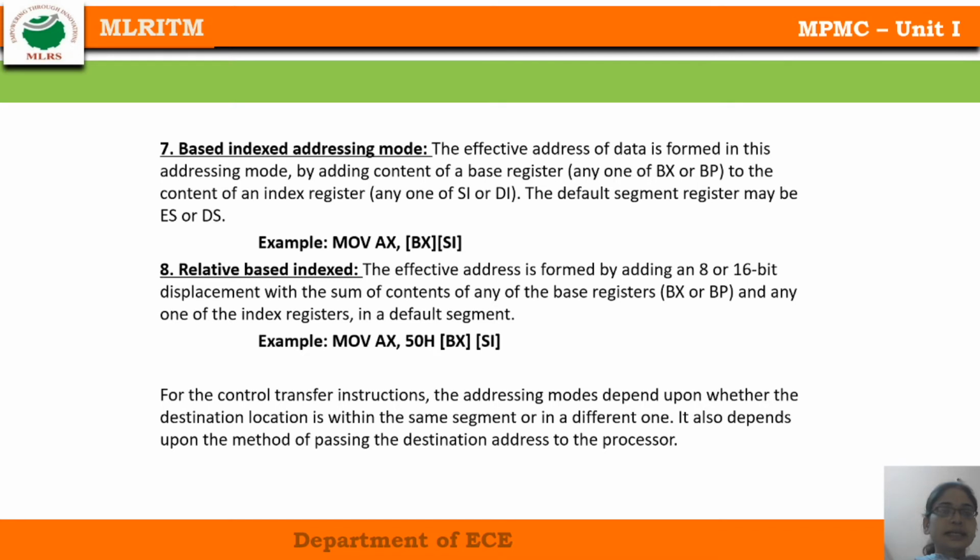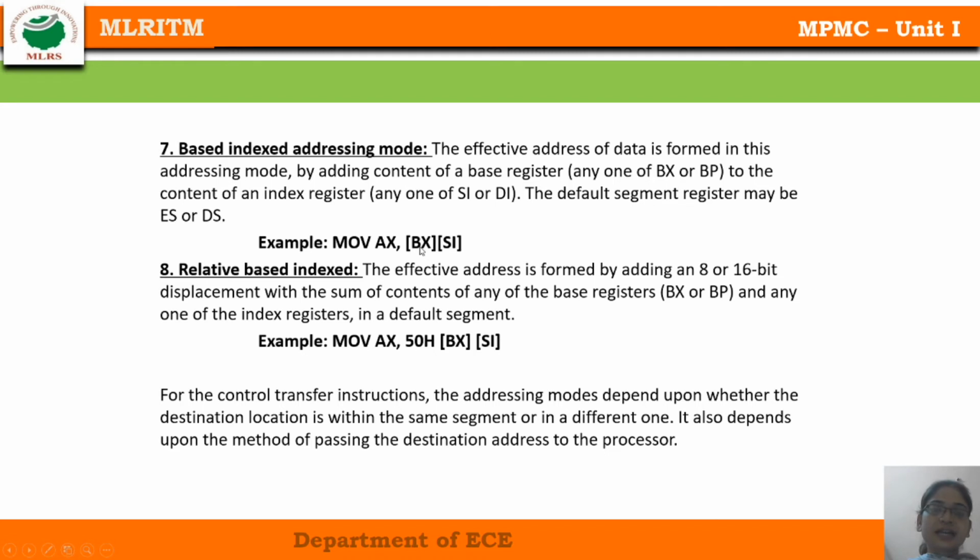Next is base index addressing mode. In this addressing mode, the effective address of data is formed by adding the content of a base register, maybe BX or BP, to the content of an index register, SI or DI, with default segment register DS or ES. For example, MOV AX, [BX][SI].